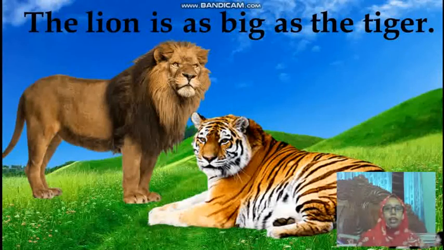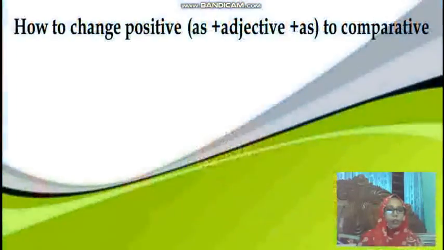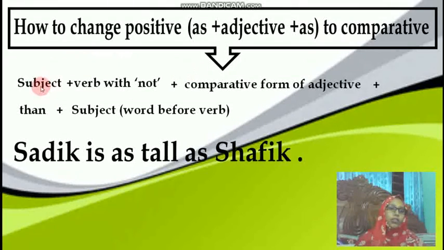The lion is as big as the tiger. The tiger is not bigger than the lion. How to change positive "as plus adjective plus as" to comparative. At first we have to use the subject and verb with "not". It means if the positive degree is affirmative, you have to do the comparative in negative. Then the comparative form of the adjective, then the subject before the verb.